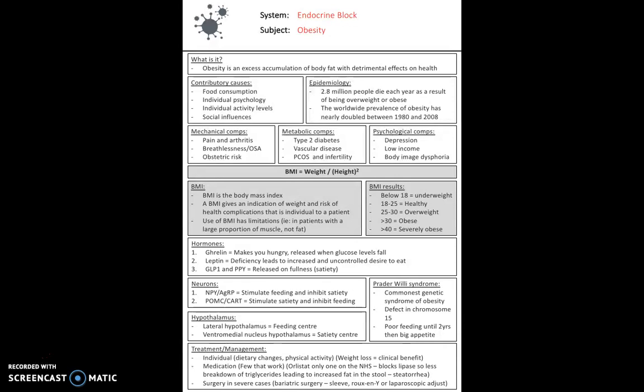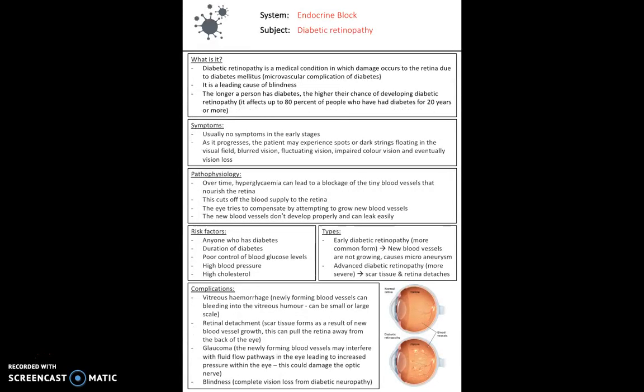With regards to management of obesity, it's important to think about what the individual can do themselves with regards to dietary changes and physical exercise. In addition to that, some medications, but few do work. Orlistat is the only one on the NHS which we can use, and it even still is not that effective in all patients. And surgery in more severe cases, for example those that are severely obese and unable to lose a large portion of weight, bariatric surgery, whether that be sleeve, Roux-en-Y or laparoscopic, can help patients as well lose weight.